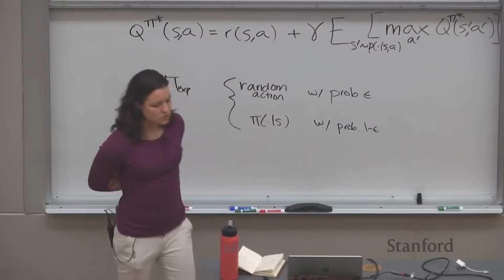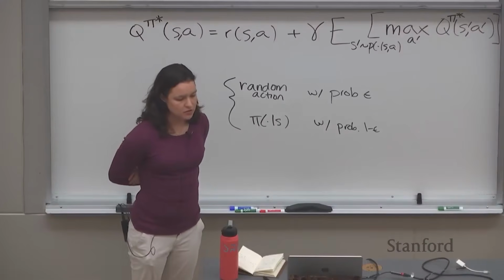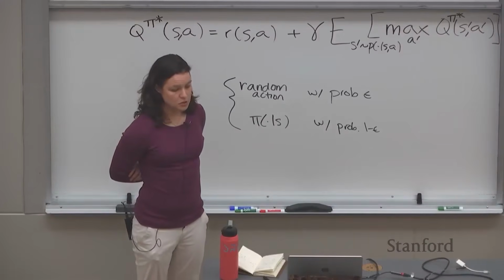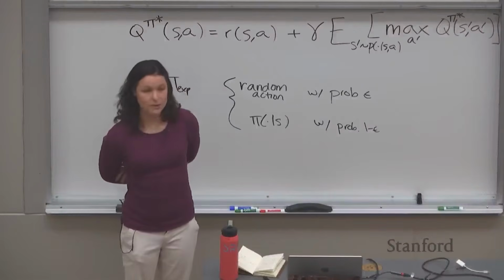Yeah, so the question is, it's straightforward to do this with discrete actions. How do you do these kinds of approaches when you have continuous actions? The first one is indeed a lot more common with discrete actions.